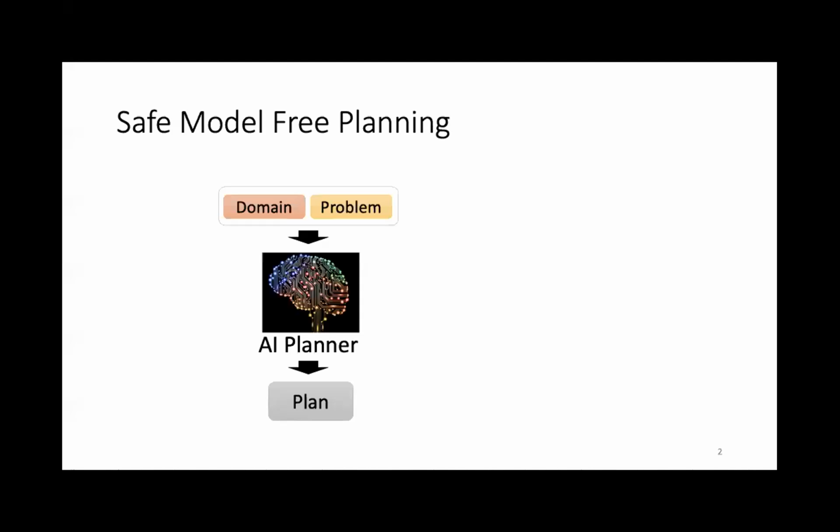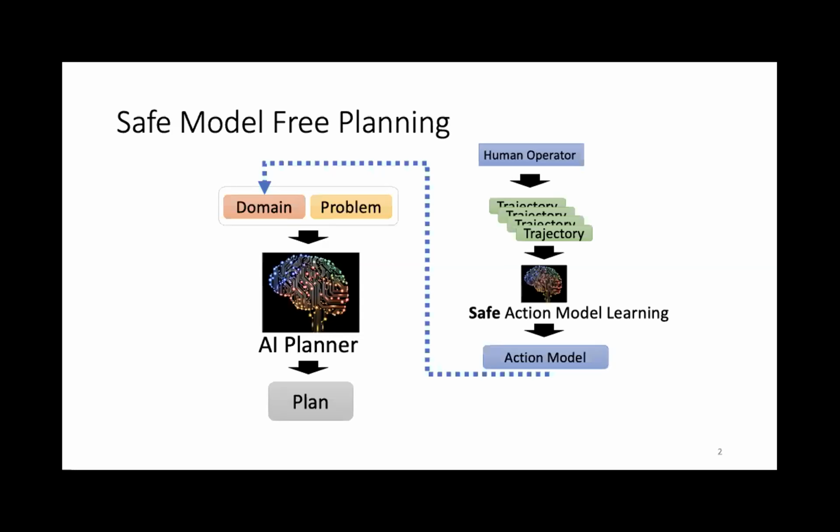However, in general, creating a domain's model is a very hard task. So how do we overcome that problem? A popular approach is to use learning. So we learn the action model through a bunch of trajectories that can be obtained by a human operator. However, this approach does not guarantee safety. So sometimes the action may fail, but in many problems, that failure is not acceptable.